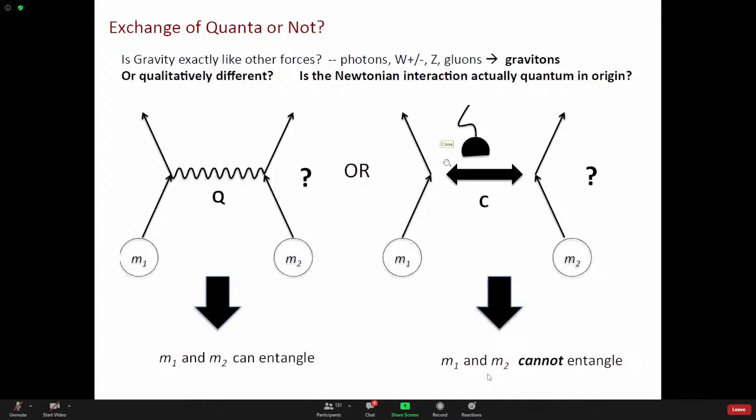Right. So there is a question: can a method be developed experimentally to observe the virtual graviton? This is exactly what I'm trying to go towards.